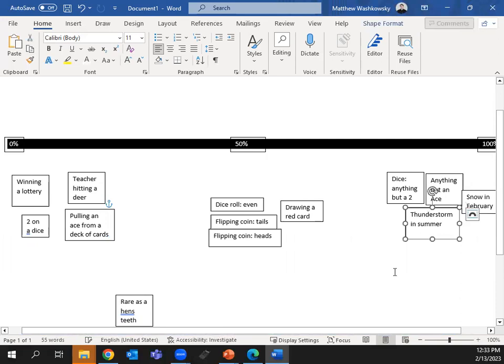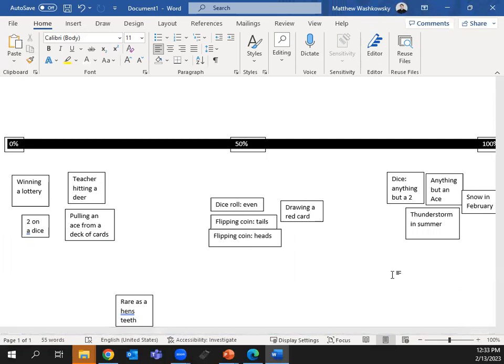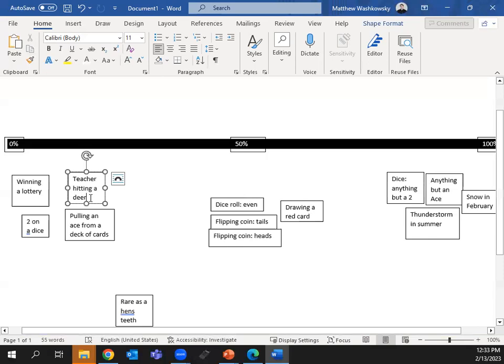Cool. So we have a pretty good grasp on probability already, right? And it doesn't need to just apply to math stuff. That's just real life stuff. It's probably going to snow in February, right? That's a Canadian winter. It's probably going to thunderstorm in summer. There's a small chance I'm going to hit a deer on my way home tonight, right? Yeah. So that's what I wanted to get to next.